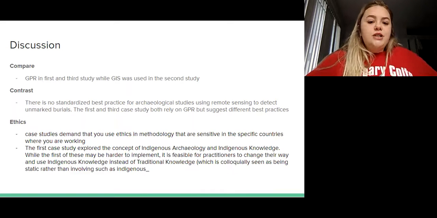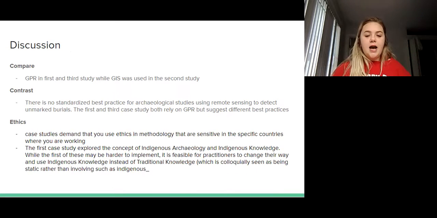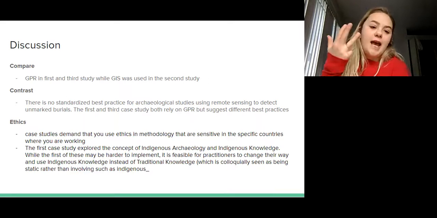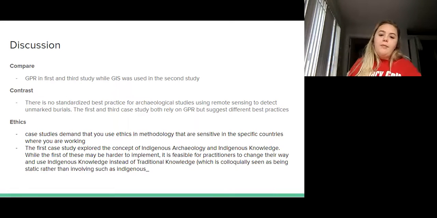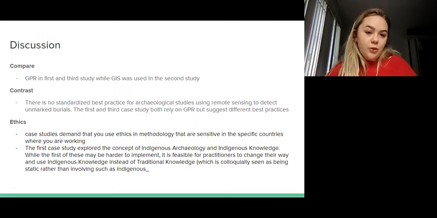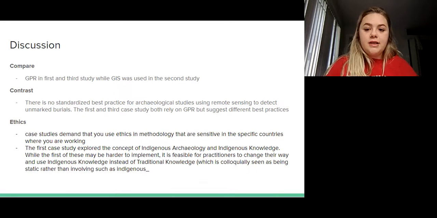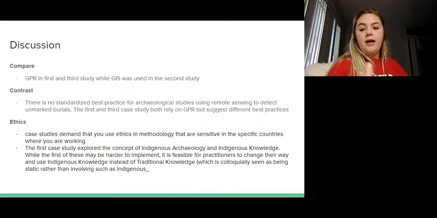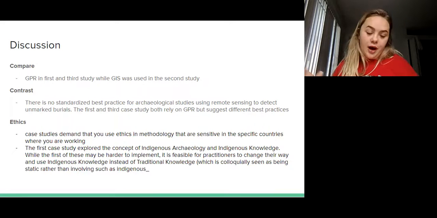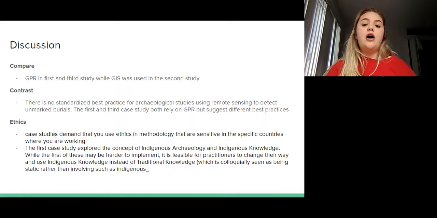So my discussion is threefold. It contains compare, contrast, and ethics. So when we're comparing, I'm going to talk a little bit about data sources: open data sources, such as the ones used in the Guatemalan and the Albertan case studies, compared to closed and private data sources. I'm also going to talk about the environment.